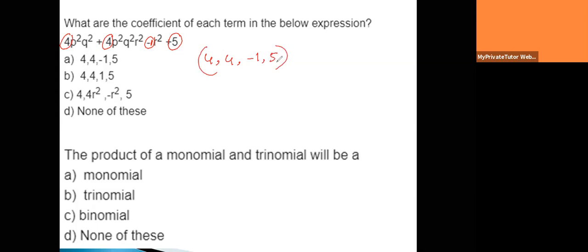Everyone understand this? I mean, what are the coefficients of each term? So we need to find the coefficient of each term. What do you mean by coefficient? Again, I'm saying the number which is multiplied to the term. That's it. Hope you guys understand. So what about the next one? Who will answer the next one? Joseph, you want to try?